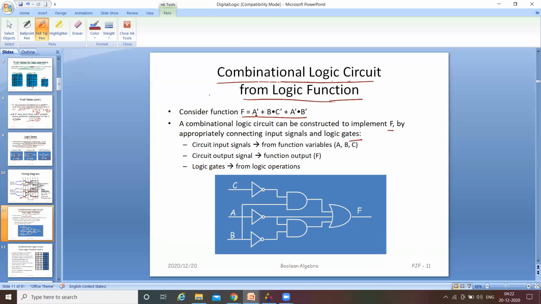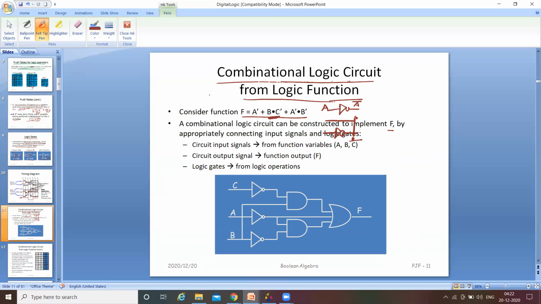See here in this, A prime is there, A prime. So we require one NOT gate, and this input is A. Here it becomes A prime or A bar. Next plus symbol is there. Let another term be there. This is B dot C complement. So B is directly connected, and C should be complement.